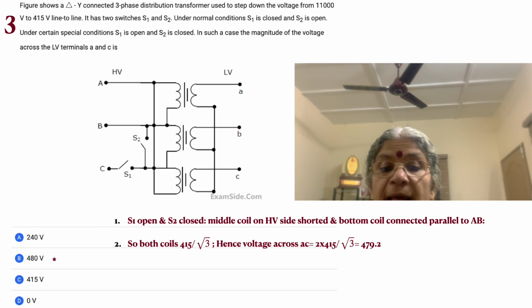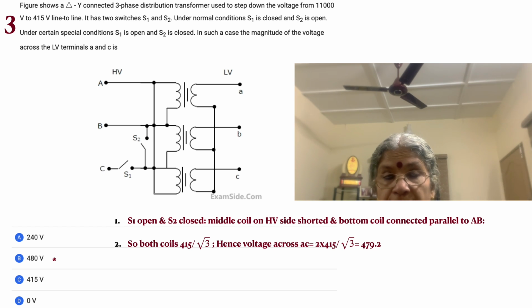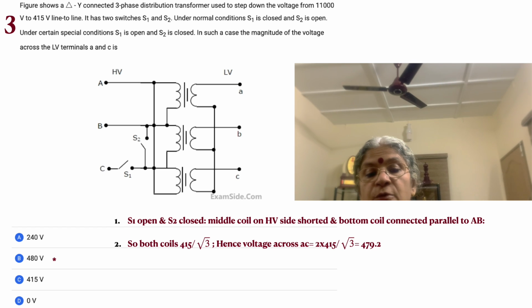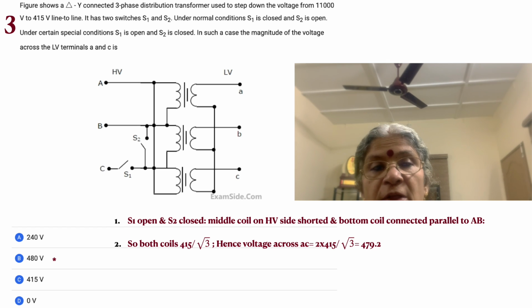On the other hand, coil A and coil C on the primary are in parallel with respect to each other by simply opening S1 and linking B and what should have been C together. So there are two coils in parallel, and on the other side you again have voltages which are equal in both the coils. There is secondary coil A as also secondary coil C. Coil B has no voltage. What is asked is the voltage between A and C. So S1 is open and S2 is closed. The middle coil on the high voltage side is shorted and the bottom coil is connected in parallel to AB, as was mentioned earlier.